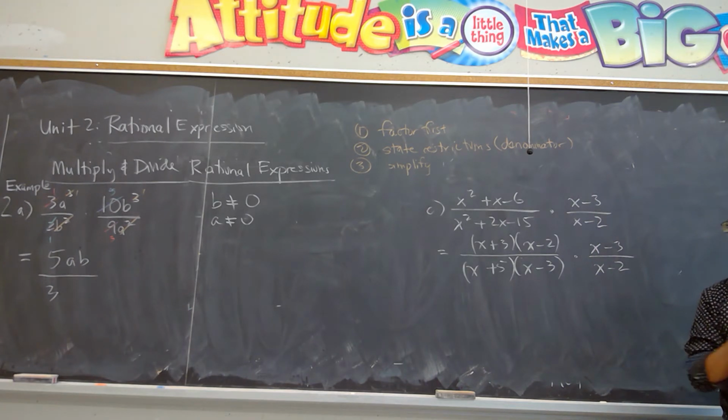Fiona, do you think you can give us a restriction? Do you think you can tell us? If you get it wrong, who cares? X can't be -5, 3.